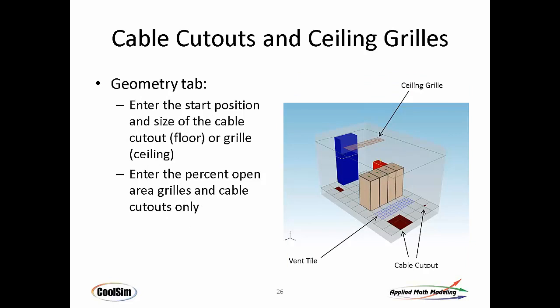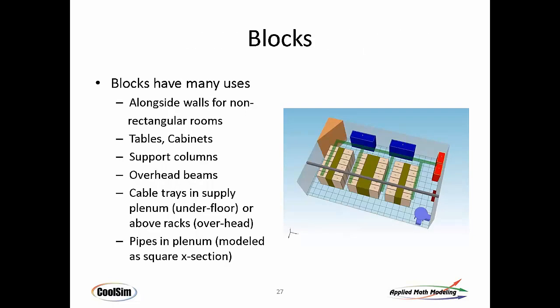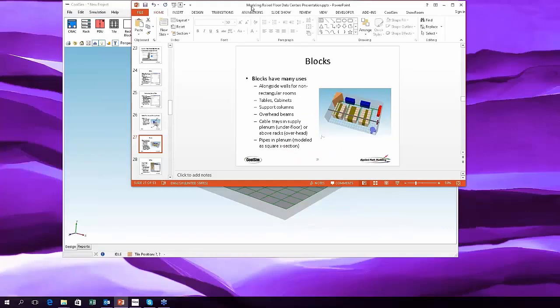Ceiling grills and floor cutouts are just drag and drop. You put them in. Cable cutouts can be any size and any percent area open and any location. So we'll show you how to put cable cutouts under racks as well. Blocks we did a little bit the other day. They're fairly straightforward. So I'm going to jump out of a PowerPoint for a moment, and I'm going to go to the interface, and we're going to start to look at some detail inside the modeler itself.